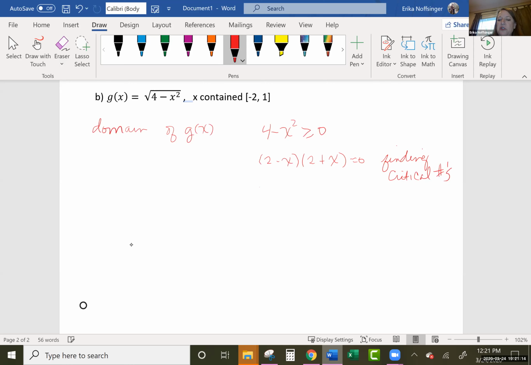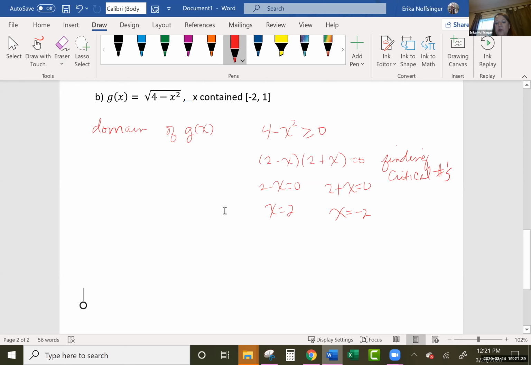And so 2 minus x is equal to 0 when x is 2. And 2 plus x is equal to 0 when x is -2. So as long as I have a positive number between -2 and 2, then I'm okay, this is continuous everywhere.